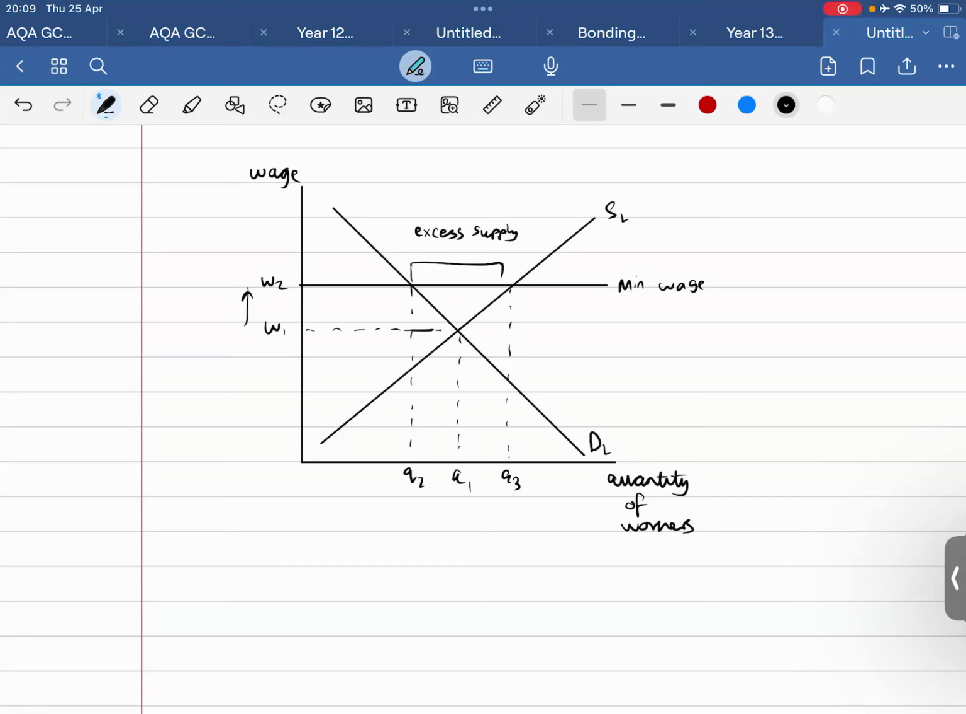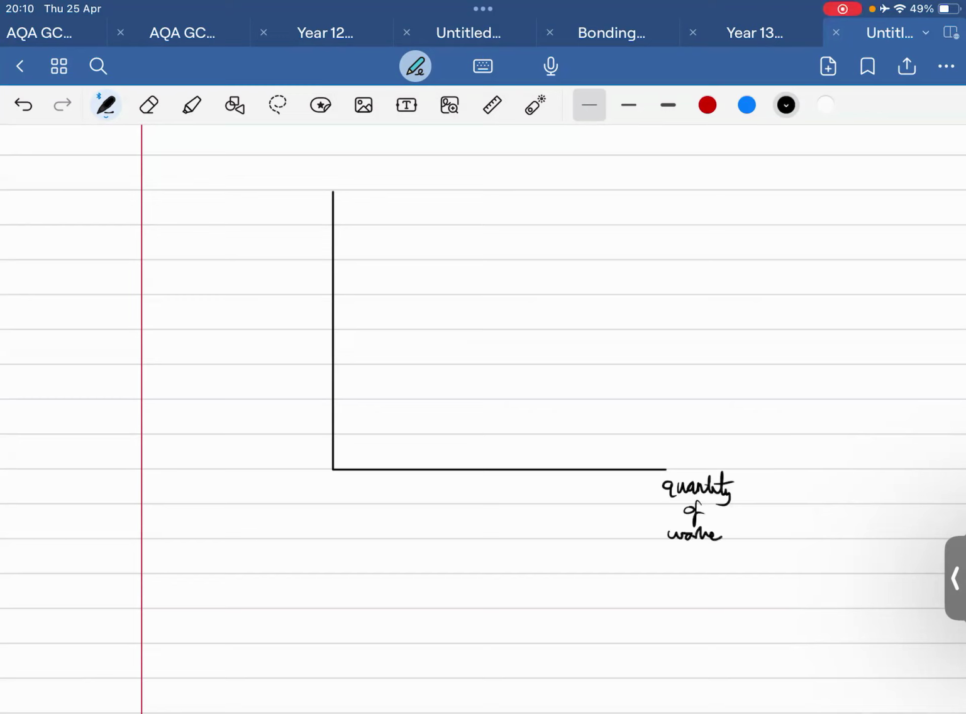Now, the next one is the monopsony one. In order to draw a monopsony diagram, again, we have wage and quantity. Try to remember the steps. It just helps you to remember how to do the diagram rather than memorizing the end product.